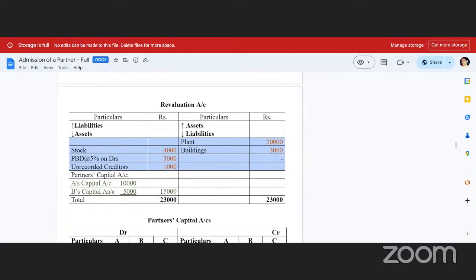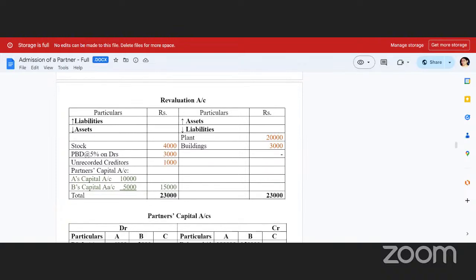So who will take this 15,000? A and B, the old partners only. That 15,000 is shared by the old partners only. How do they divide it? In the old ratio, 2 is to 1. So partners A and B only will take the difference amount in their old ratio, that is 2 is to 1. Now we have completed the revaluation.